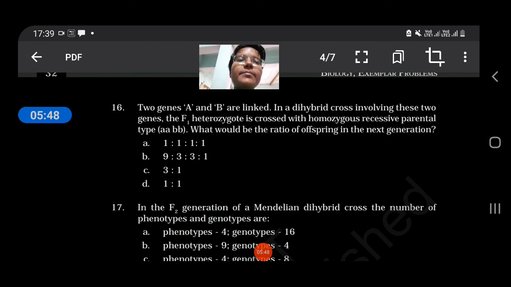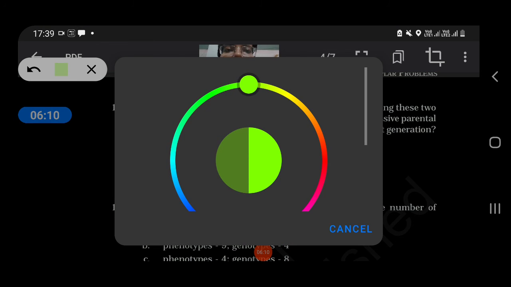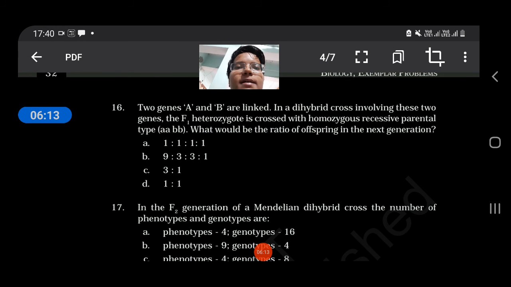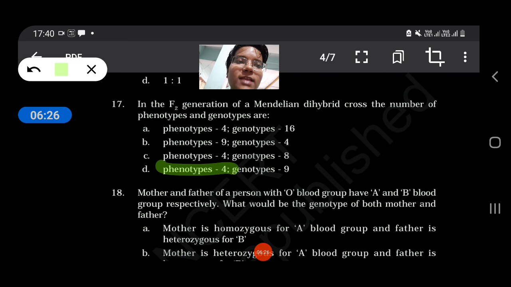Two genes A and B are linked. In a dihybrid cross involving these two genes, the F1 heterozygote is crossed with the homozygous recessive parental type aa and bb. What would be the ratio of offsprings in the next generation? So the answer is 1:1:1:1. It's the example of a test cross. Okay. In the F2 generation of a Mendelian dihybrid cross, the number of phenotypes is 4 and genotypes is 9.